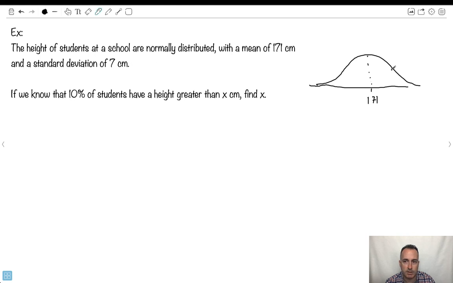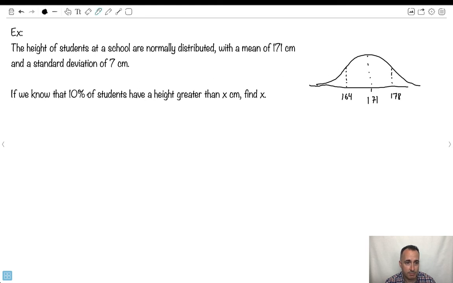So that means this one here is at, let's see, 171 plus 7 is 178. And this one here is 171 minus 7. What's that? That's going to be 164. There we go. This is my mean and standard deviations. Here we go. Now, here's what we're told. I've just drawn this.